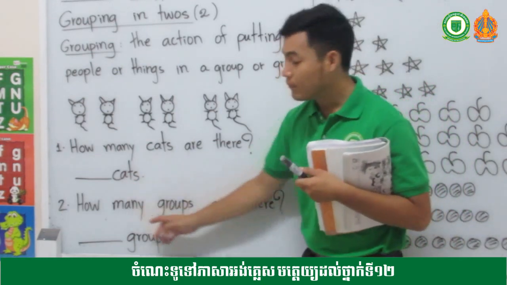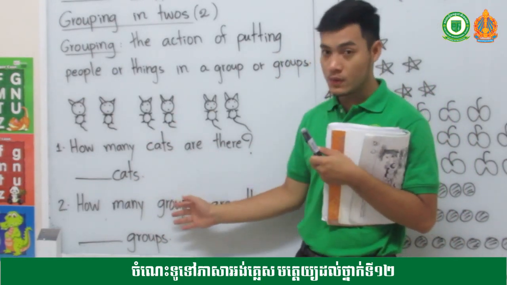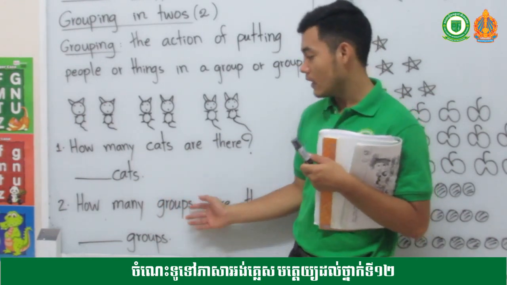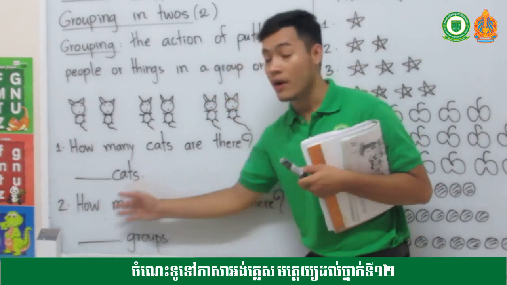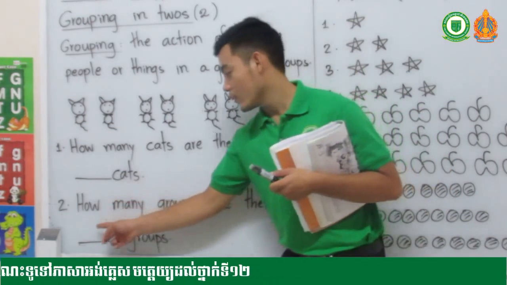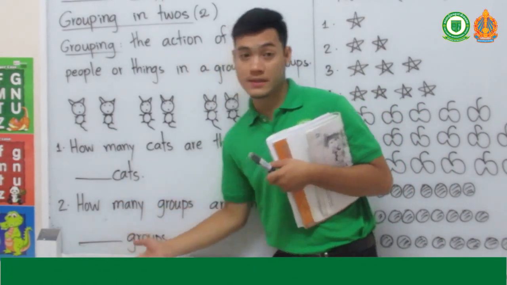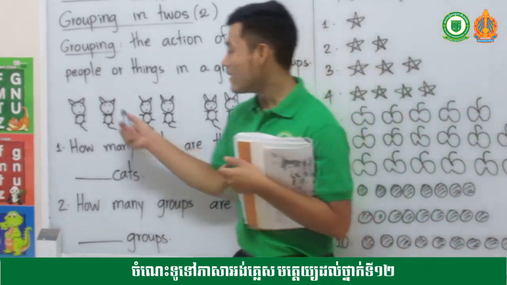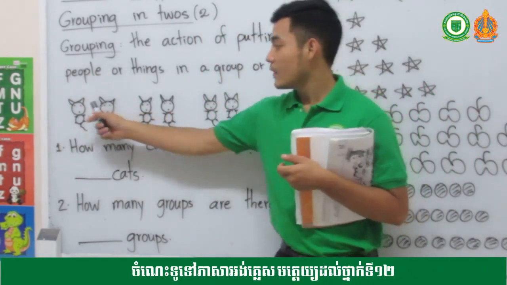So after we group in twos, we're grouping the cats into twos. How many groups of cats are there? You're going to group it and complete the answers here. So group and count together.